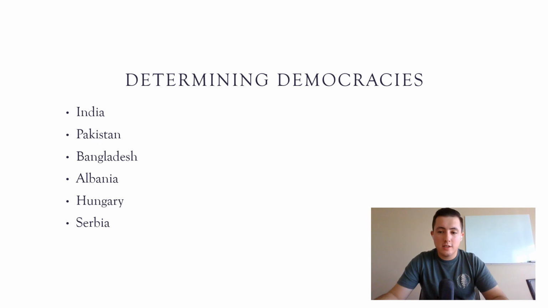Serbia did not meet the criteria. They scored 20 out of 40 within the political rights section, but they did not have a 3 out of 4 within the election process. So they were coded as a non-democracy.